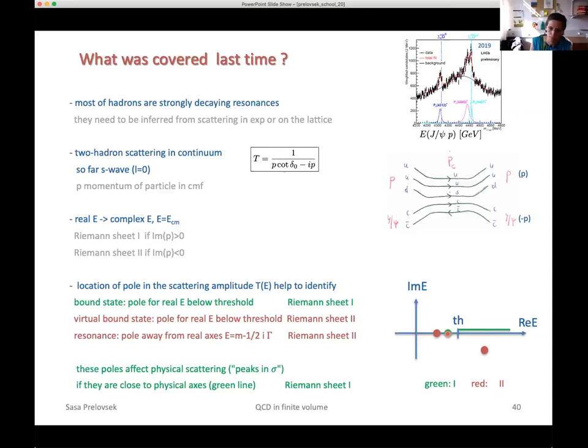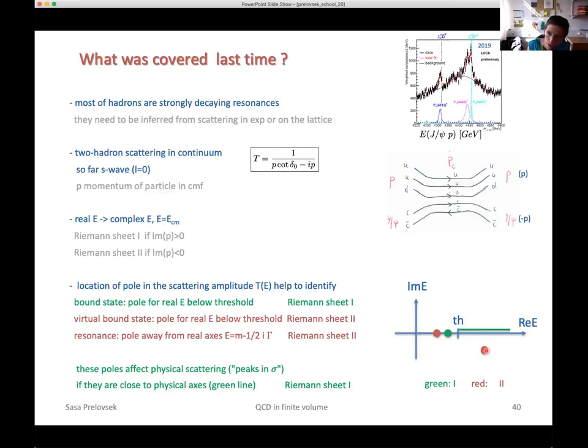A virtual bound state corresponds to a pole on the real axis, also below threshold, but on Riemann sheet two. That's not really a normalizable state, we said, but the bound state is something which you're familiar with, like hydrogen, deuterium. And then a resonance is a pole away from the real axis on Riemann sheet two.